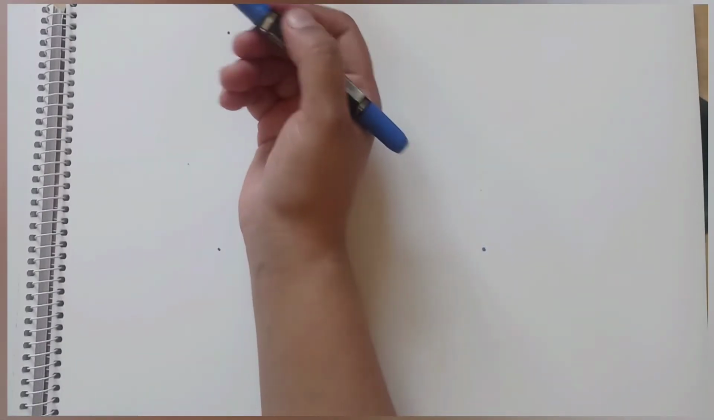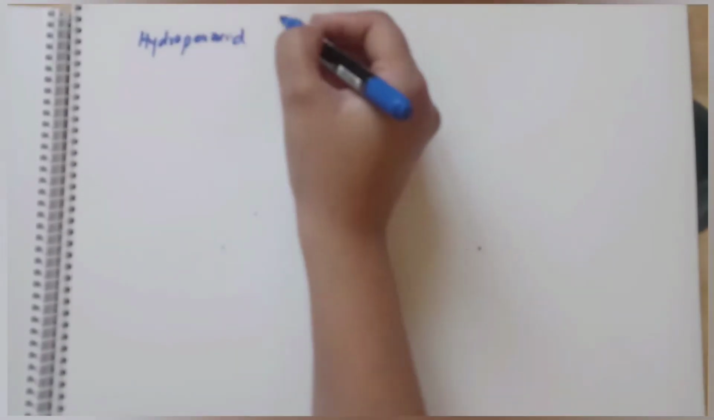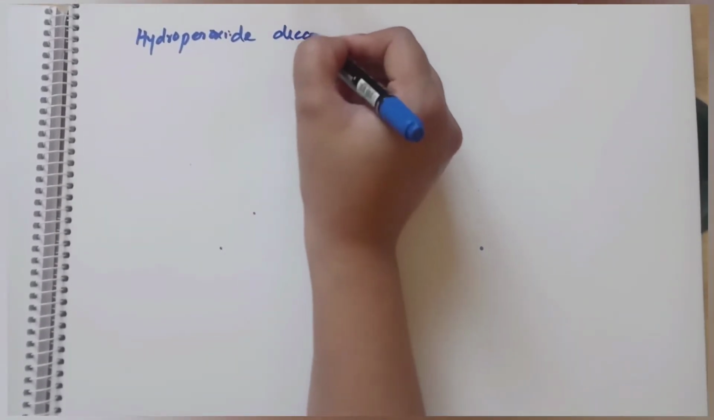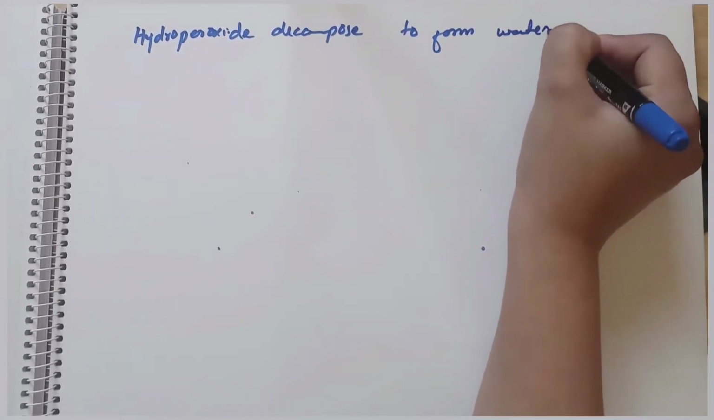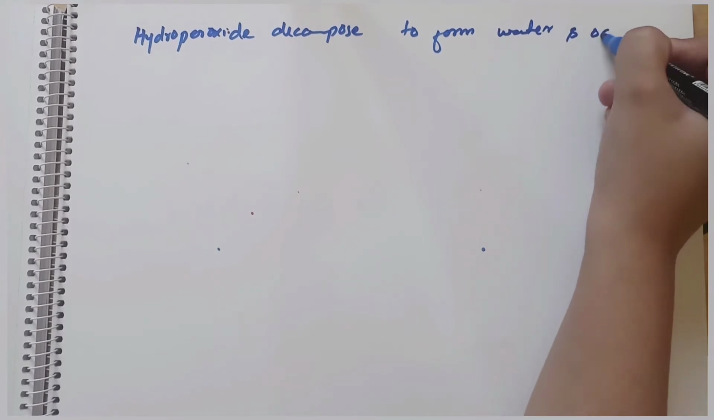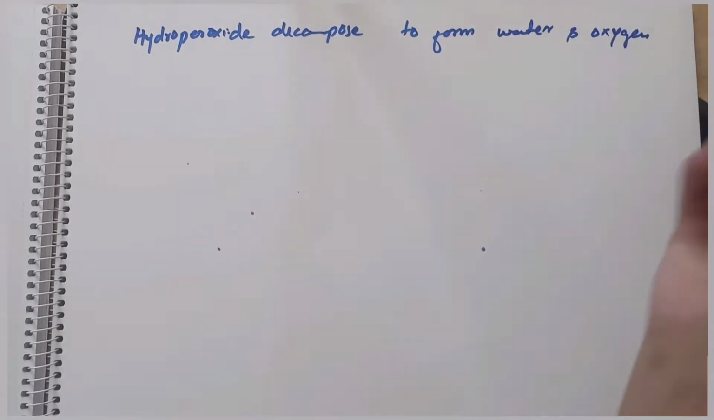Okay, let's take another example. The hydrogen peroxide decomposes, that is, breaks down, to form water and oxygen. So this is our description.